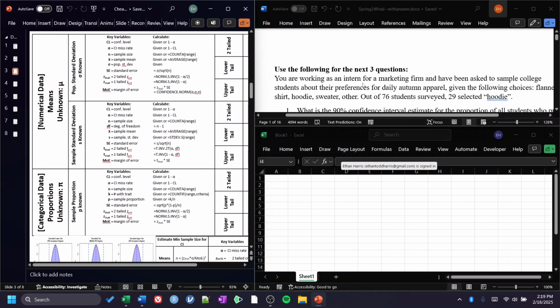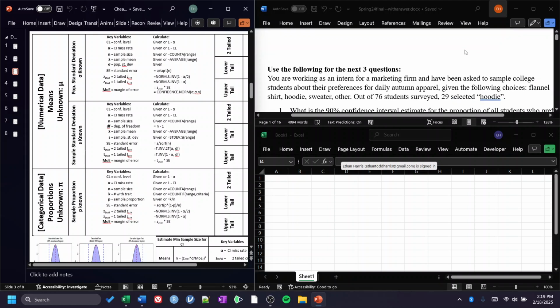So here we go. It says you are working as an intern for a marketing firm and have been asked to sample college students about their preference for daily autumn apparel given their choices: flannel shirt, hoodie, sweater, other. Out of the 76 students, 29 selected hoodie.